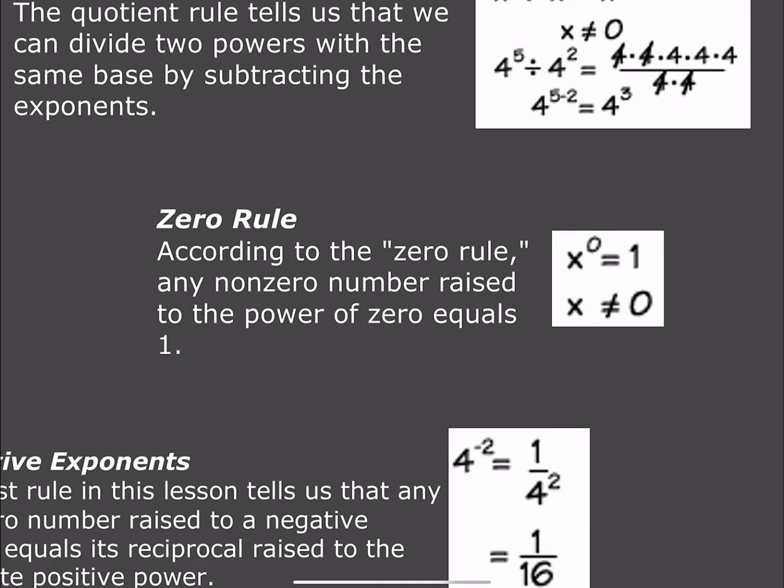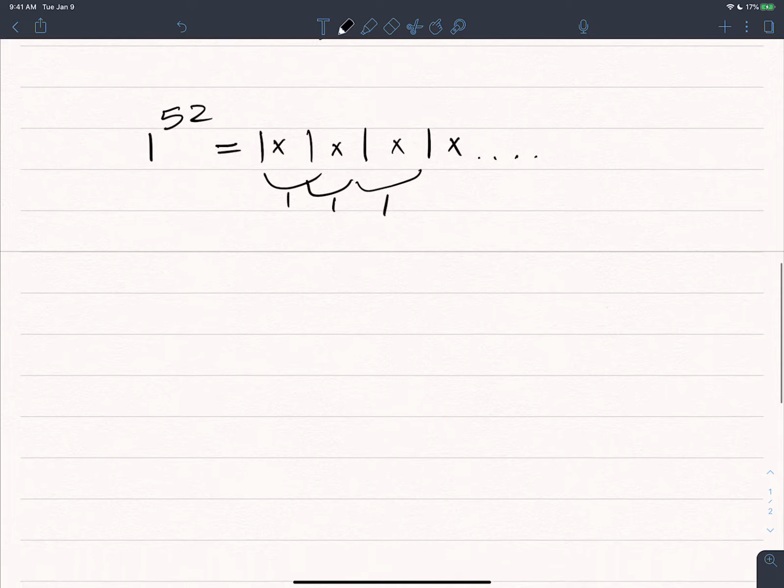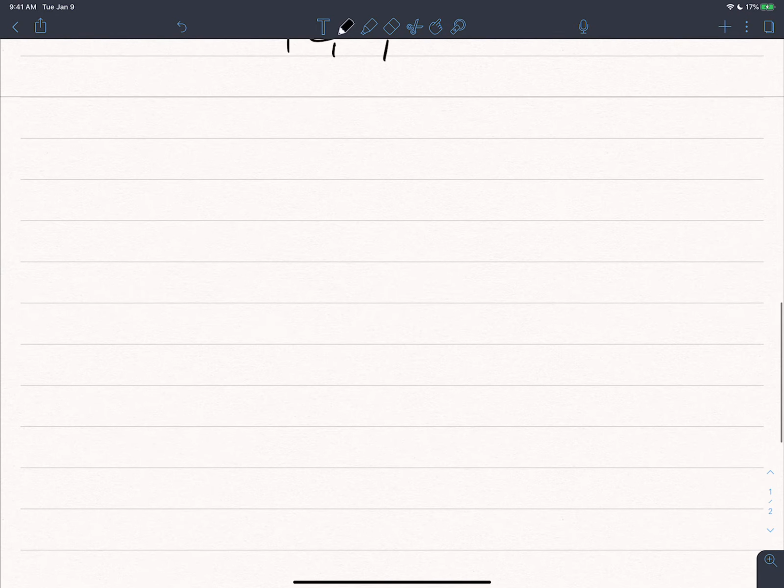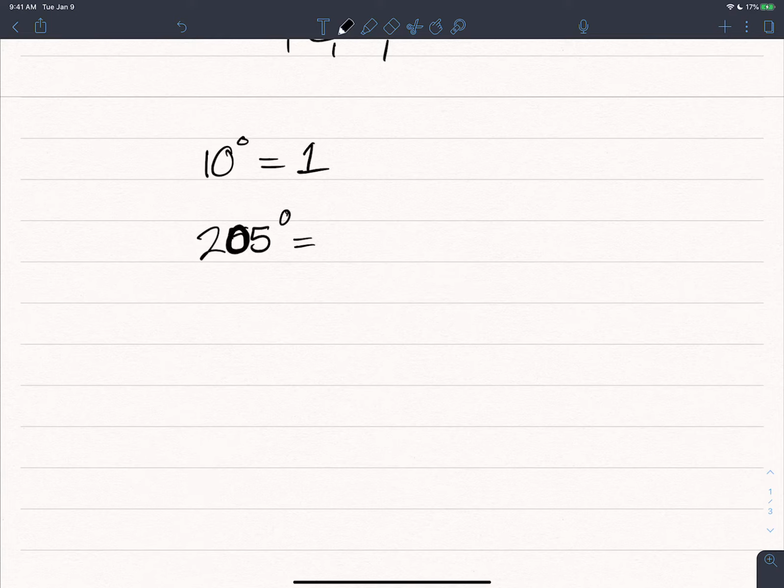Now that one kind of tricks people up because a lot of people would expect, oh, if I raise something to the 0th power, I should get 0. But no. Any number raised to the 0th power equals 1. So 10 to the 0th power equals 1. 205, that's not 2. 205 to the 0th power equals 1. Doesn't matter what it is. If we raise something to the first power, we get the same number. And if we raise something to the 0th power, we get 1.